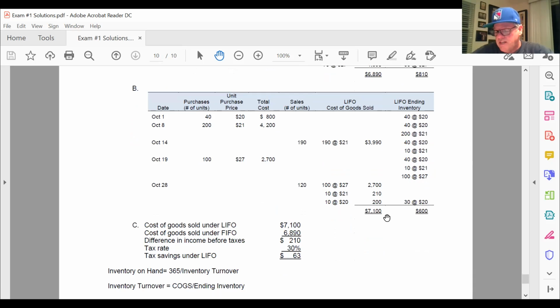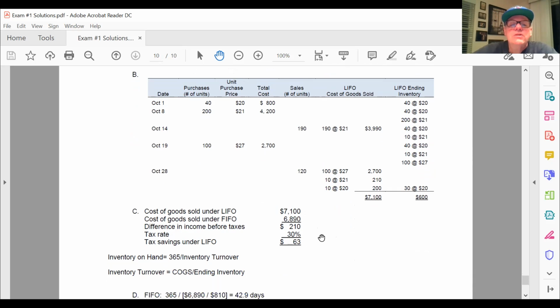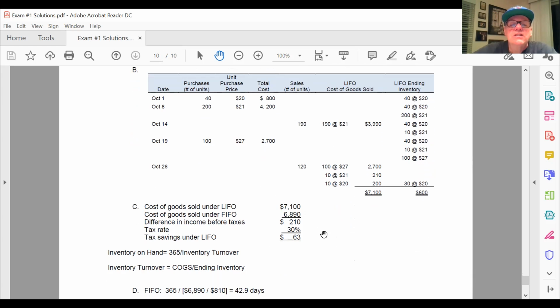How much would they save in income taxes if they used LIFO? So basically what you've got to do here is compare the 2 cost of goods sold. Cost of goods sold under LIFO is 7,100. Cost of goods sold under FIFO is 6,890. So the difference before taxes is 610. With a 30% tax rate, your actual tax savings is $63.